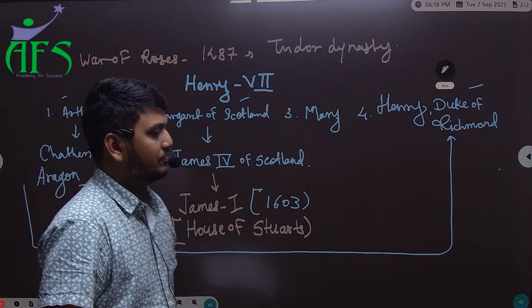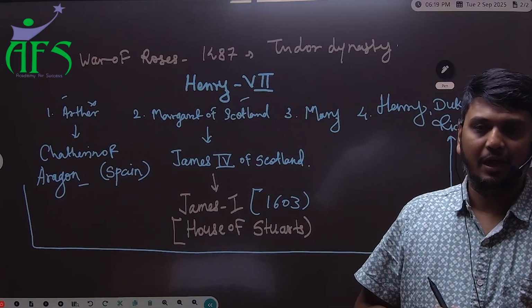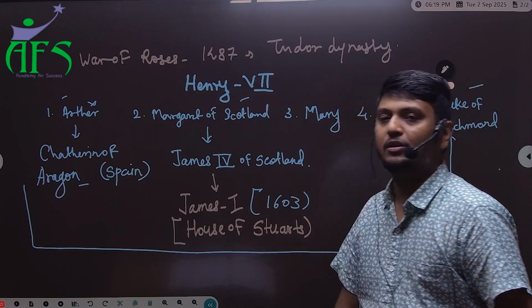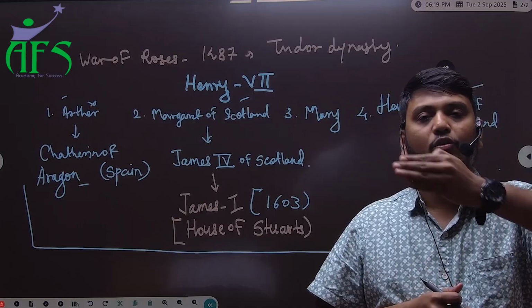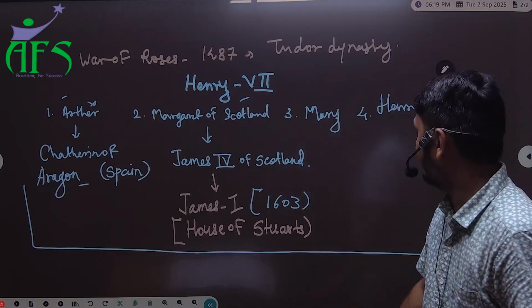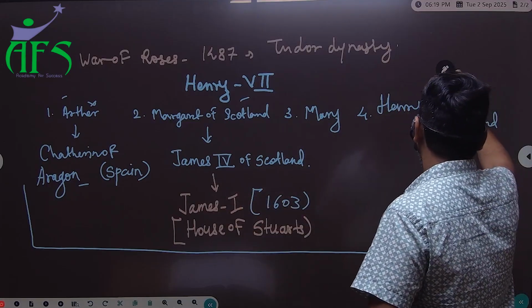So when did the Tudor dynasty end? After the death of Queen Elizabeth, and James the First came to the throne. From there onwards, we have the Stuart dynasty. And that's why I have put it in a different color.